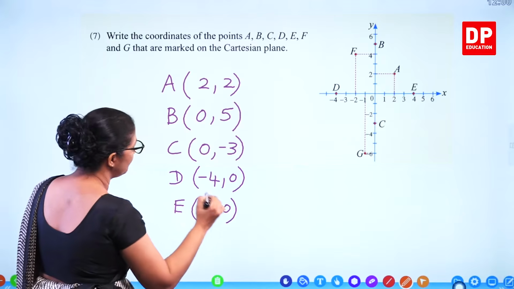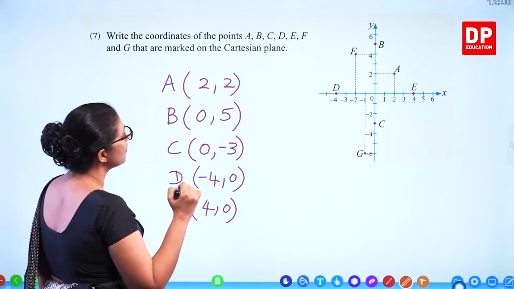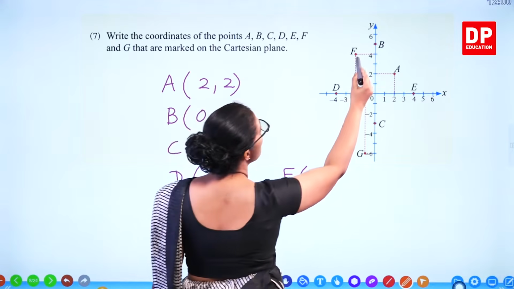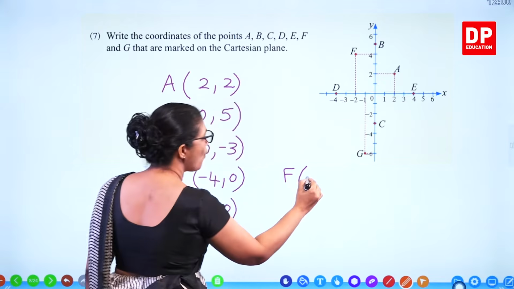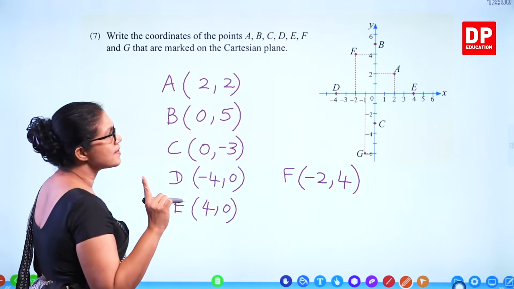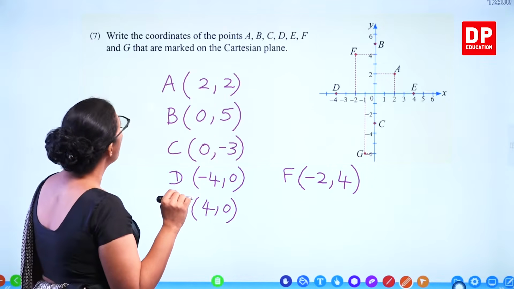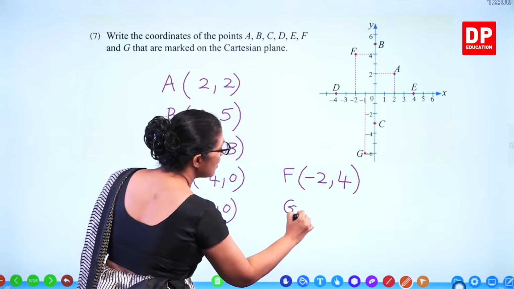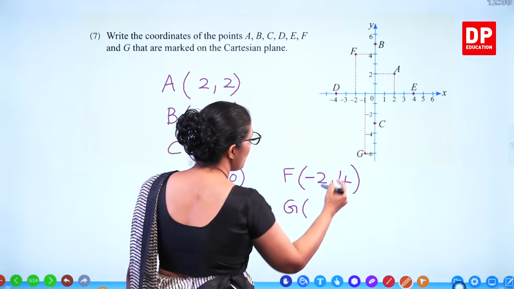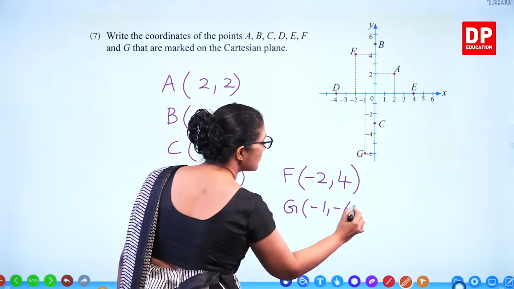And F, where's F here? Minus 2 and 4. Here make sure that you read the x coordinate first. Minus 2, 4. And G, you get this point, that's minus 1 with minus 6.